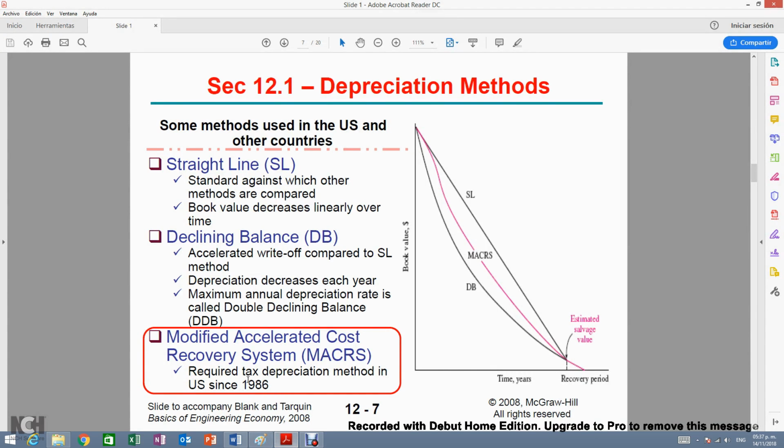The Modified Accelerated Cost Recovery System, or MACRS, is the only method that is approved by the IRS for depreciation. It is based on the other two methods, which are the straight line and the declining balance, but we will be focusing on the MACRS.